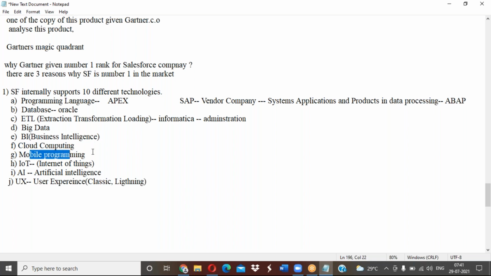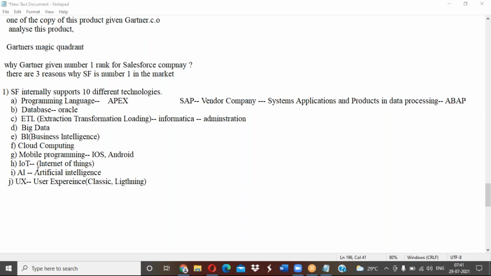Okay, mobile programming. Mobile programming means, see guys, Android operating system and iOS operating system. I hope all of you know. Yes or no? Using iOS and Android, we can develop business mobile applications. In the same way, in Salesforce also, we can develop mobile applications. Clear all of you?